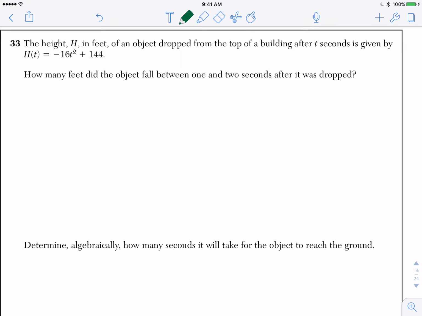Okay, for number 33, we have our first part 3 4-point question. It's basically a quadratic application of something dropping that follows a given path. So it's a quadratic function. We have to analyze it or answer a few questions about it.